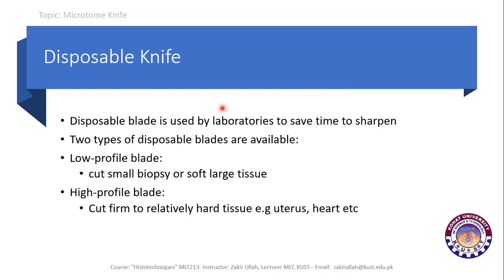The disposable knives, which are other than these 4 types, the disposable blade, it is used by different labs to save time for sharpening of the knife. The 2 types of disposable blades are available. The low profile blade, which is used for cutting small biopsy and for soft large tissues, and a high profile blade. This type of blade is used to cut firm to hard tissues, for example, the uterus, the heart.